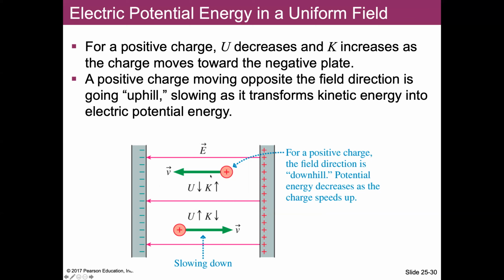In the opposite direction, when a positive charge is moving against the electric field line, or when it's moving from the negative plate to the positive plate, then the kinetic energy will be decreased and the potential energy will be increased. So that's the energy conversion in such an electric field.